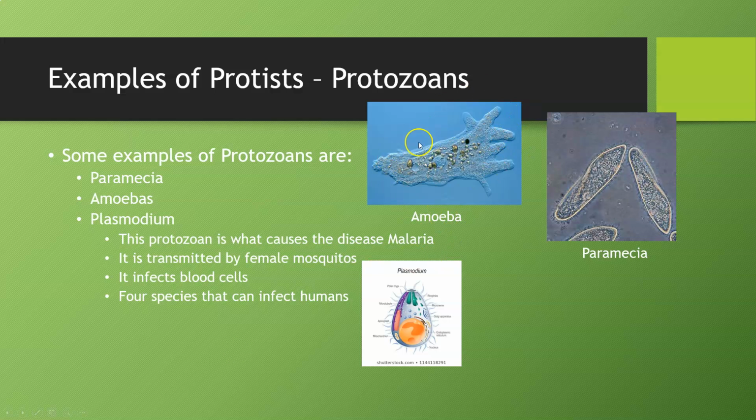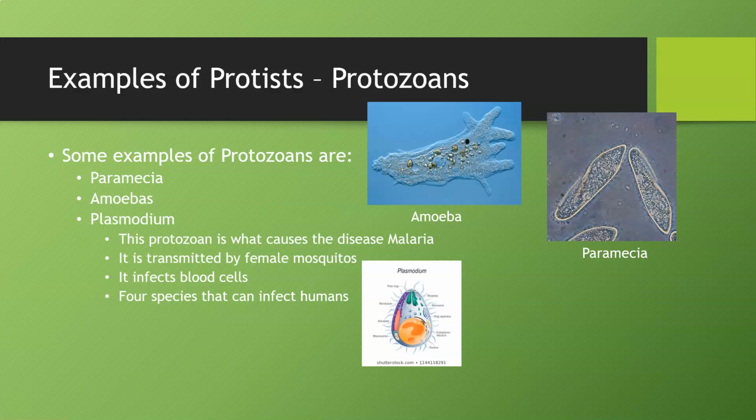So here you see an example of the amoeba as you saw it before. Here are paramecia. Here is a diagram of the genus Plasmodium. This protozoan is what causes the disease malaria. Okay, it is transmitted by female mosquitoes, and it basically infects the blood cells.